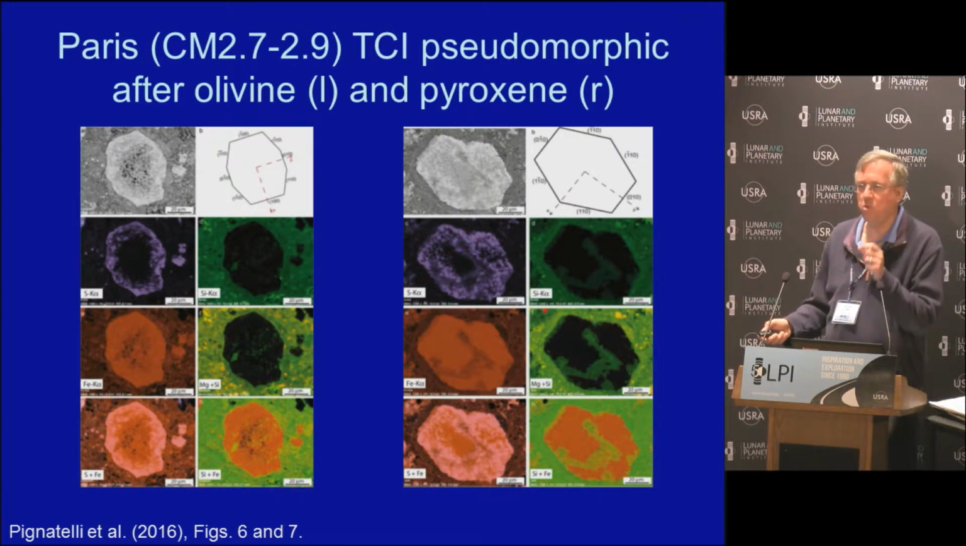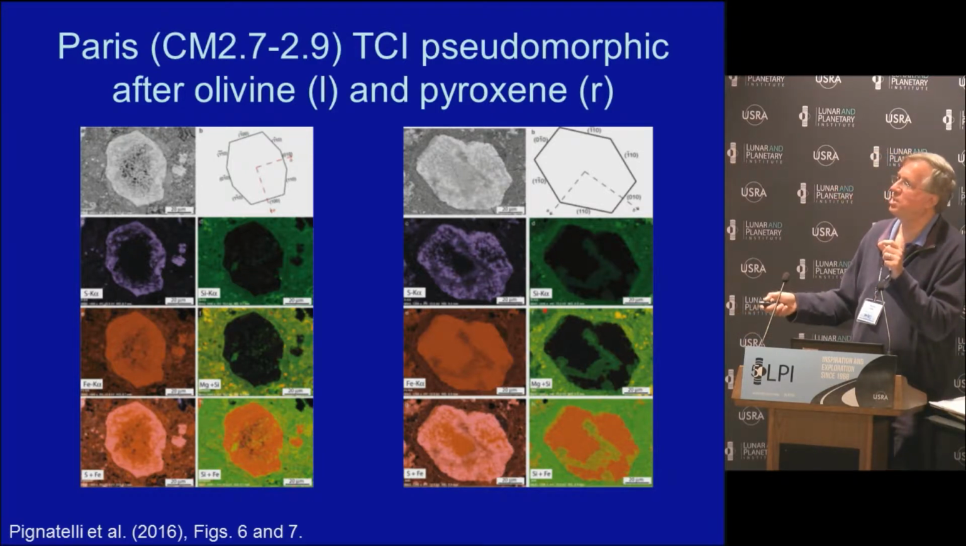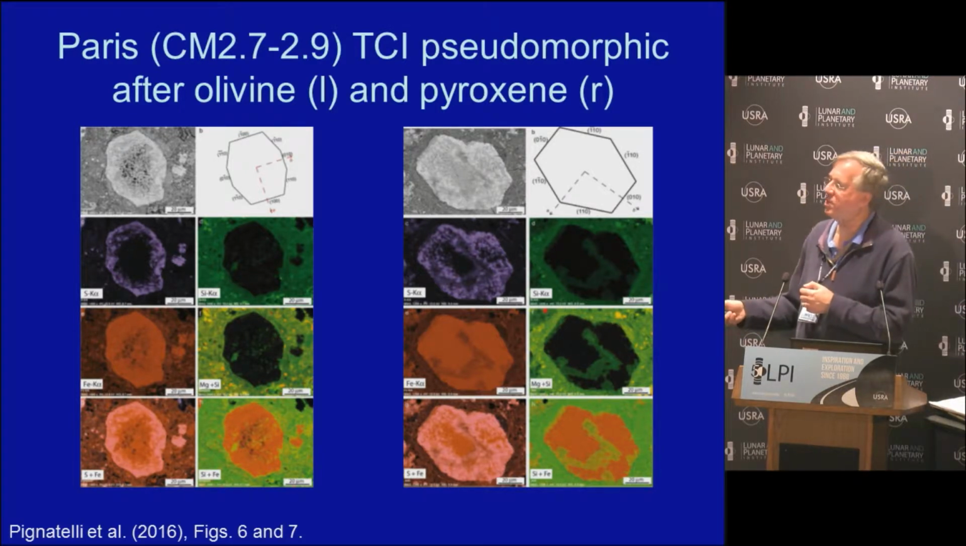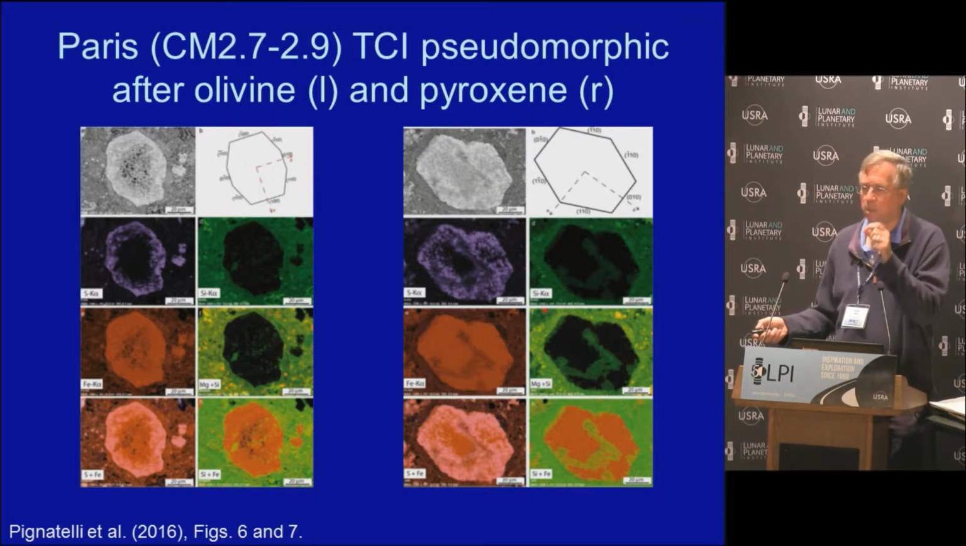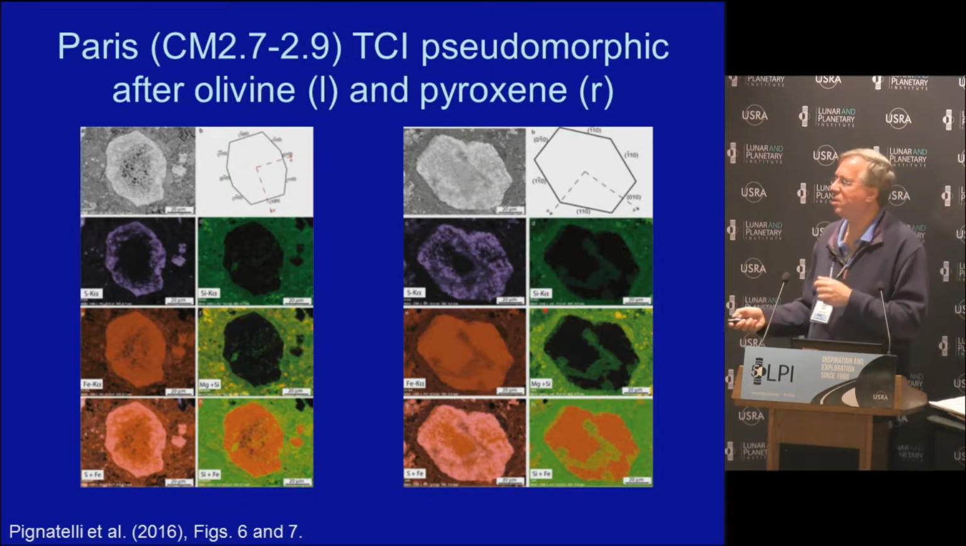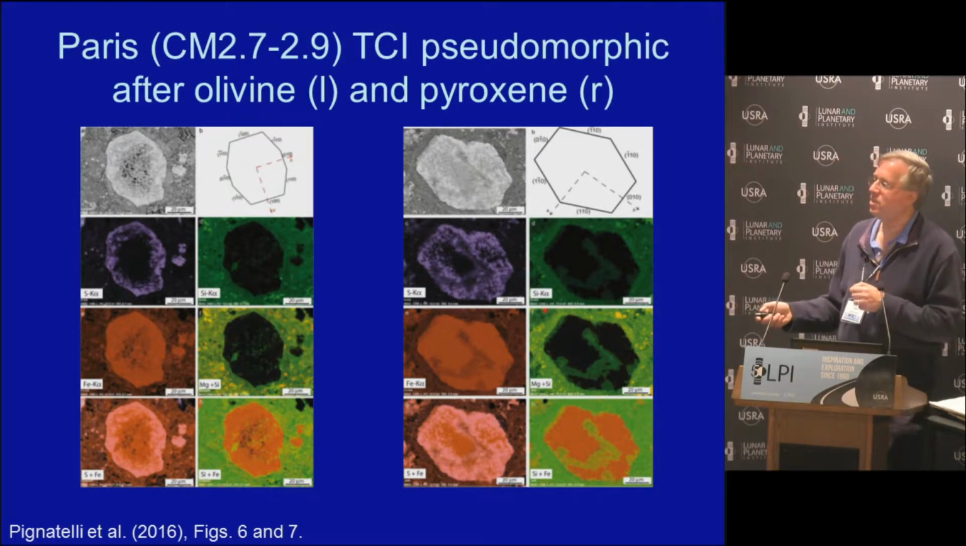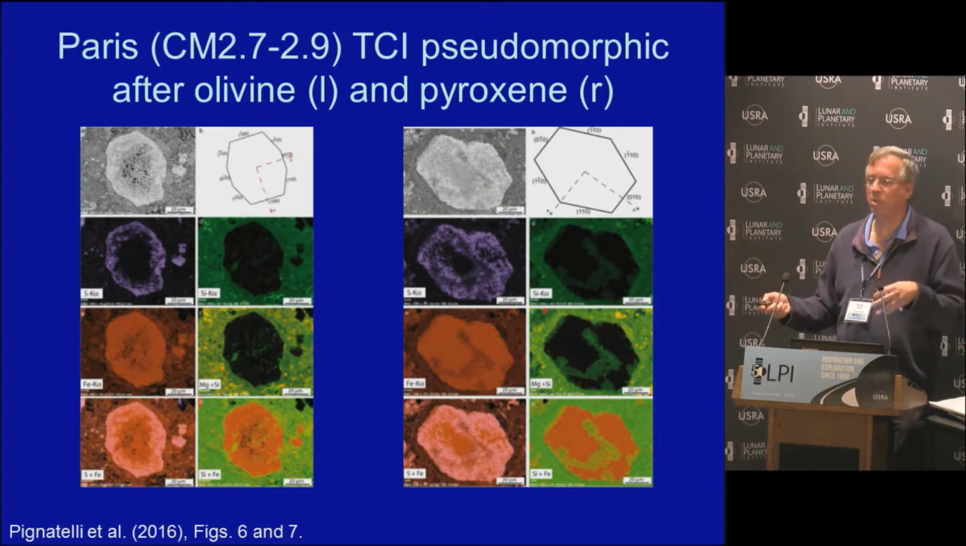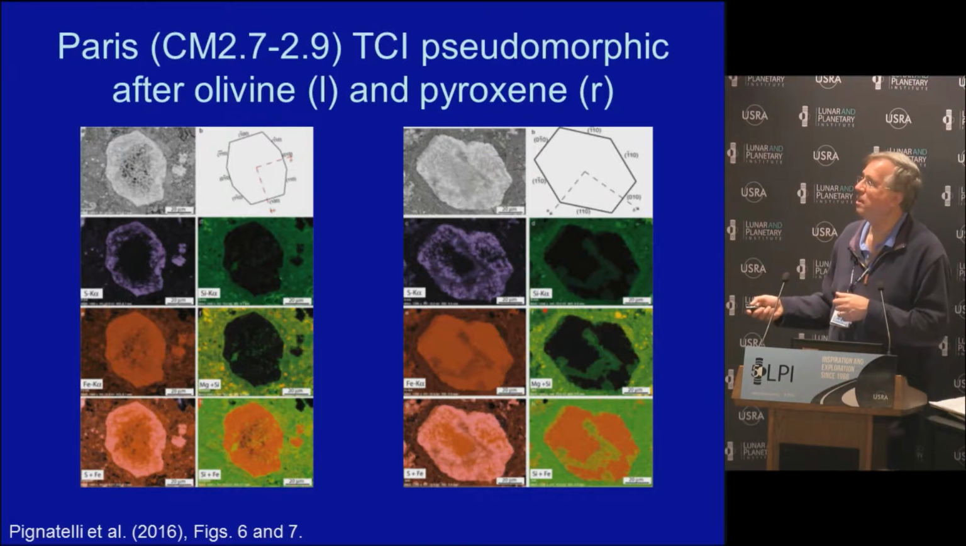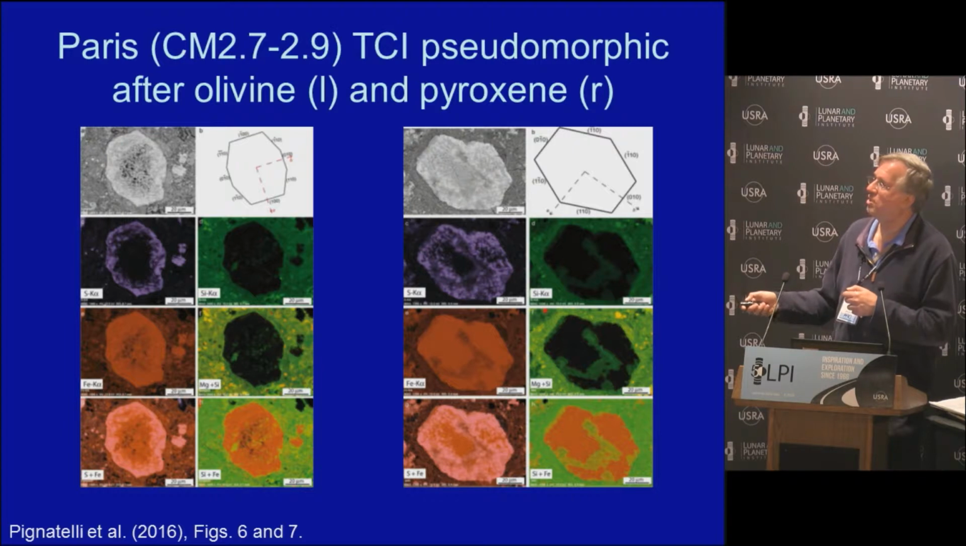These tochilinite-cronstedtite intergrowths, cronstedtite being a member of the serpentine group, are pseudomorphic, false form, after olivine and pyroxene in a few local places in the Paris CM chondrite. Other than these local situations, little clasts or little isolated grains outside of clasts, Paris is the least altered meteorite known. And the alteration products in these pseudomorphs, after olivine in this case and pyroxene in this case, include iron-bearing materials that include these tochilinitic materials.